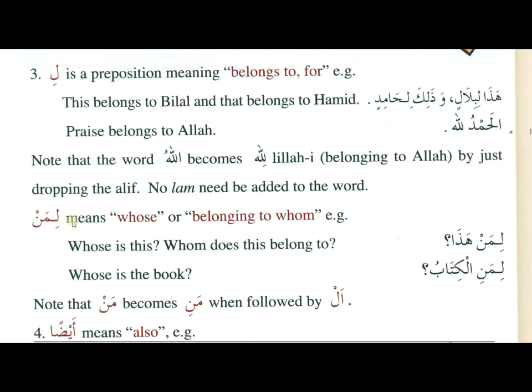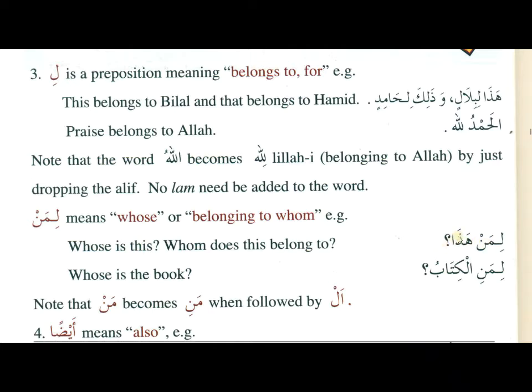So when we add this li to a noun, it becomes majroor, like Bilalun changes into Bilalin, Hamidun changes into Hamidin because of harf jar li. But when we add it to this type of word which is mabni, which never changes, it will remain the same. So liman means belonging to whom, and man will remain the same, it will not accept kasra.